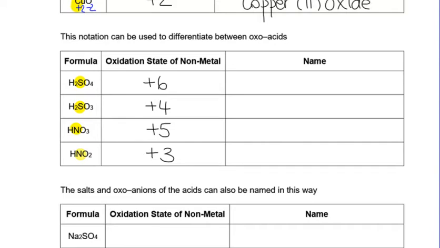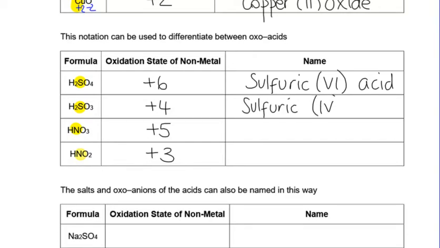Now, it's the name of this top one. You would have always just been happy to tell me it's called sulfuric acid, but there's 2 types of sulfuric acid, and this one is called sulfuric 6 because the oxidation state is a 6, and that's VI. So what would the next one be called? Well, the next one would be called sulfuric, and then IV for 4.